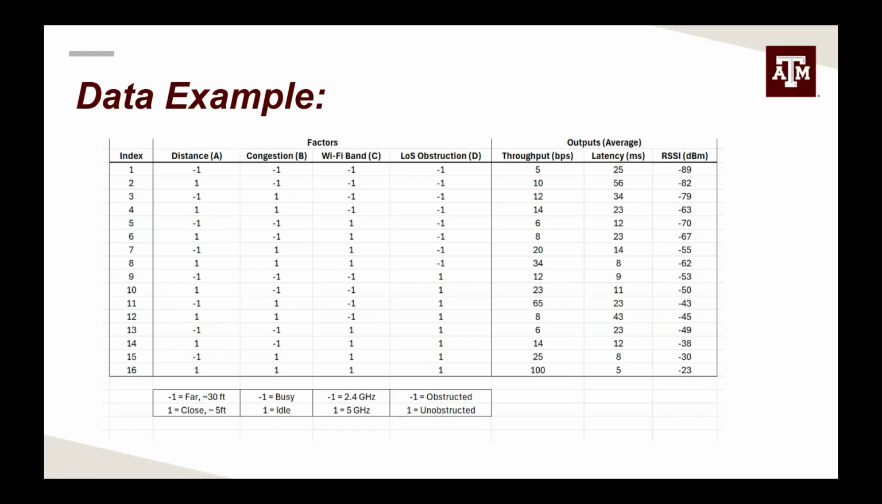So, an example of what my data is going to look like. I have my indexes on the left with my different factors, all being -1 or 1, and then at the bottom you can see what those values symbolize. For example, for distance, -1 is a far distance, like 30 feet between the router and the device, and 1 is going to be close, about 5 feet. And then on the right, there are just some arbitrary values that could correspond with that index.